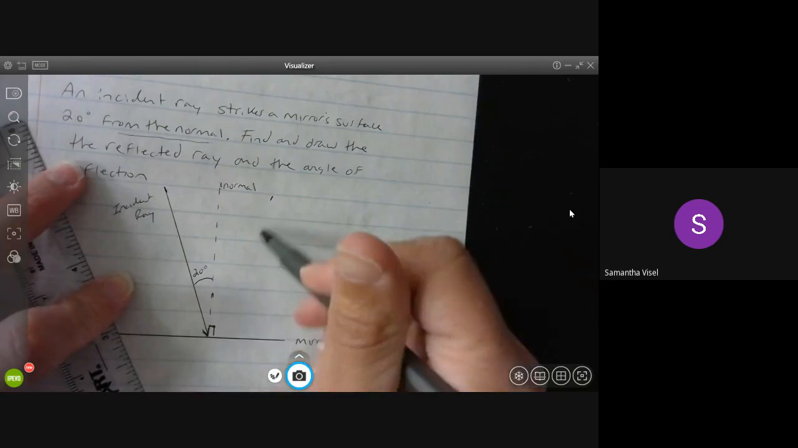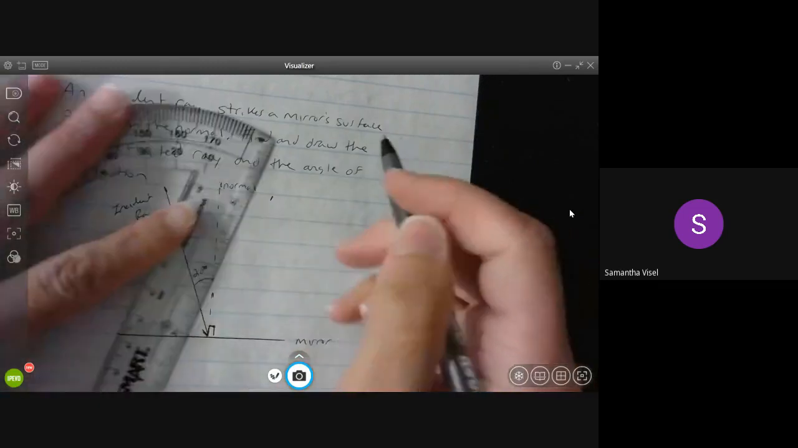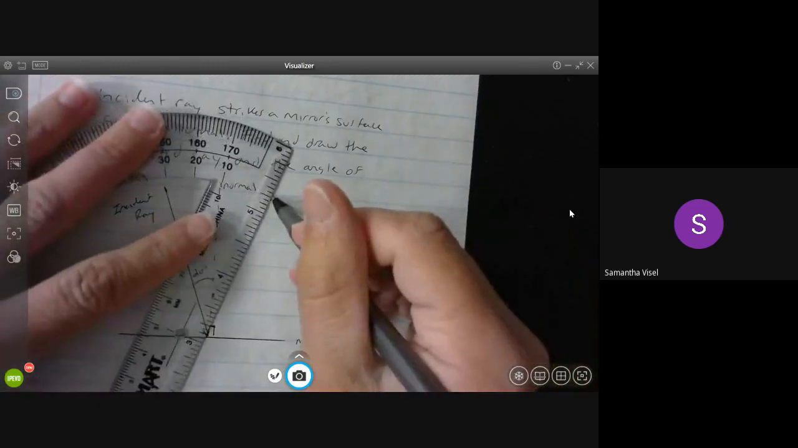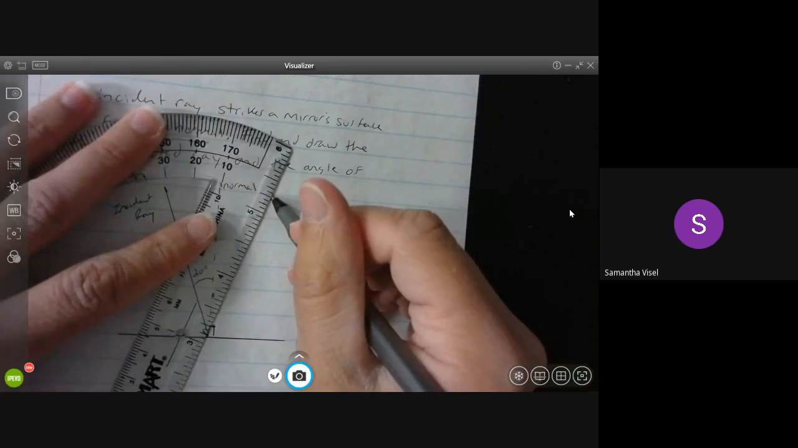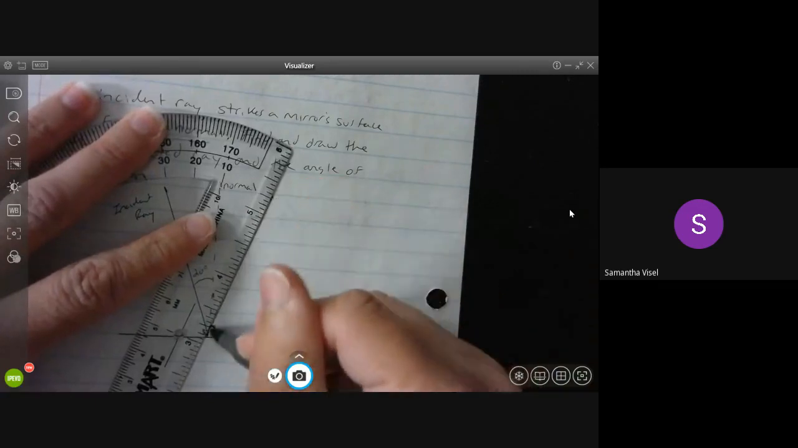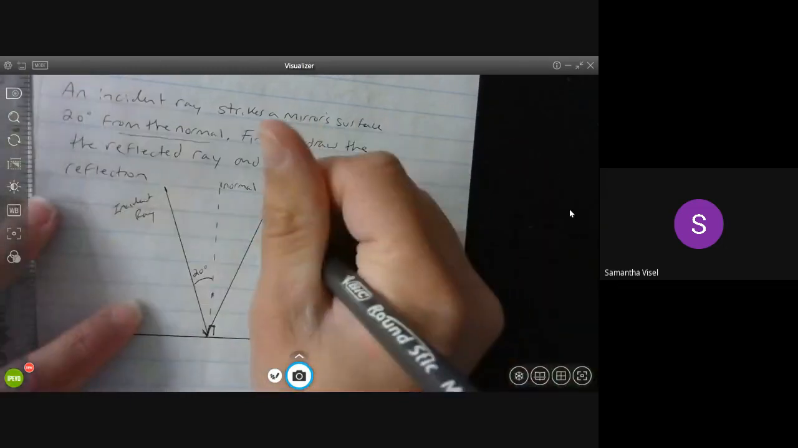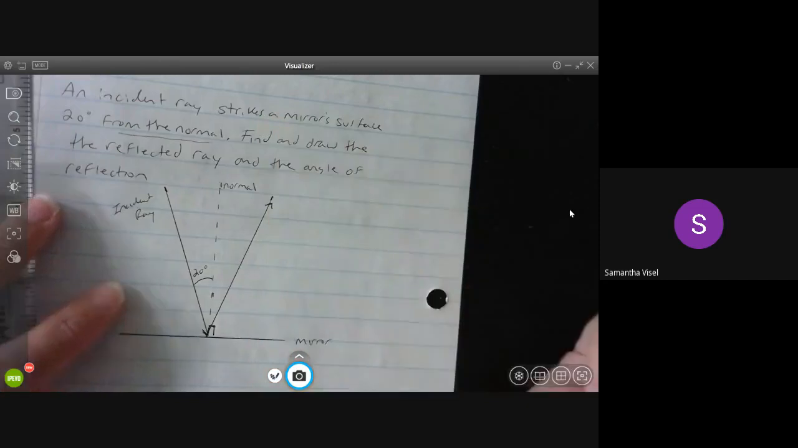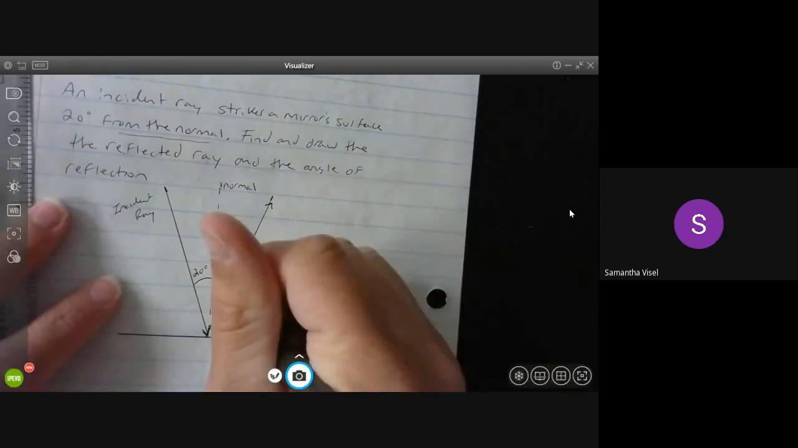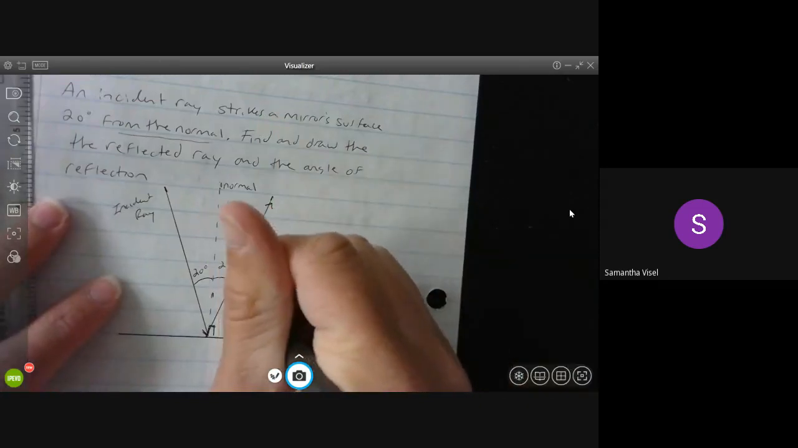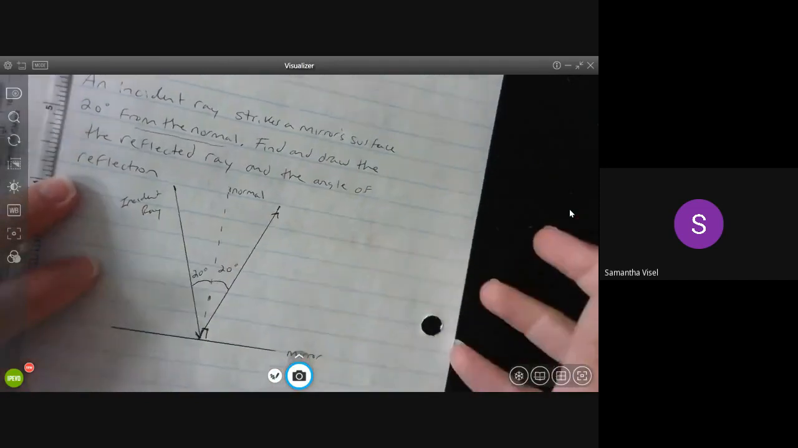And it's going to hit the mirror and reflect and bounce off. So I can twist my ruler around here, line it up with the normal and that line I made up at the top there. Make a nice straight line, connect those. Put an arrow there, and I can label that here as being 20 degrees.